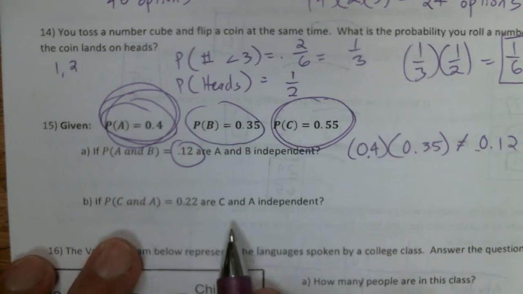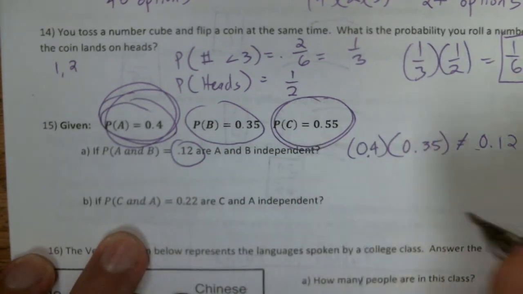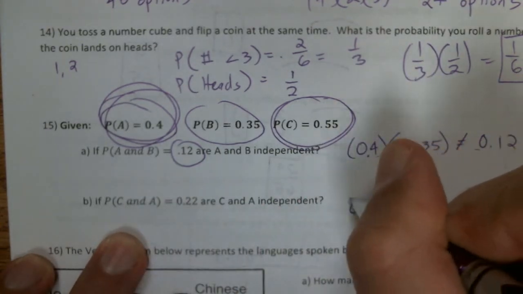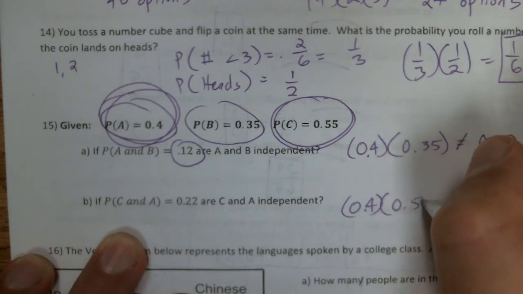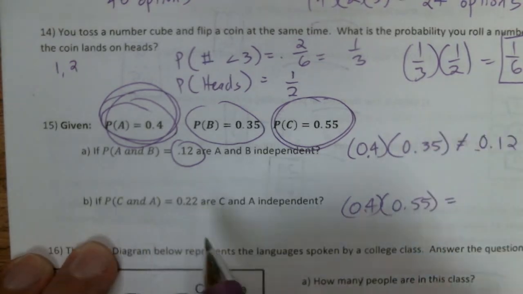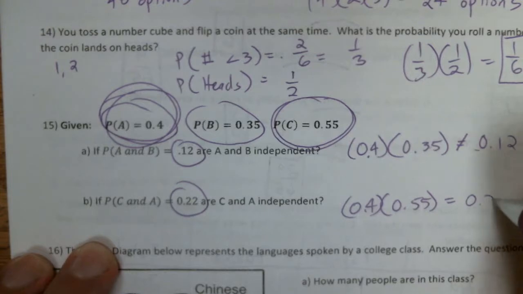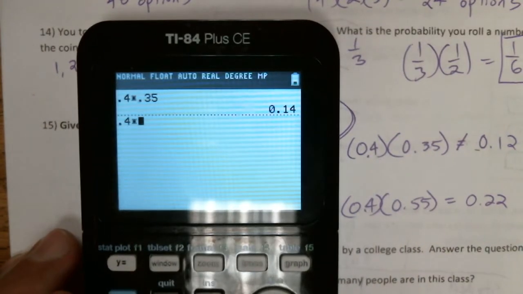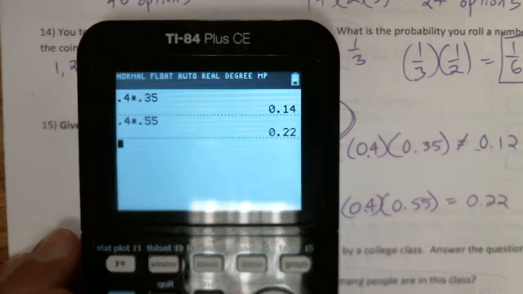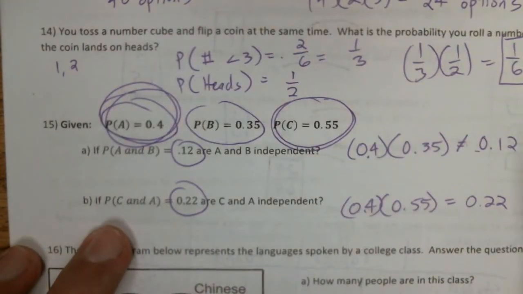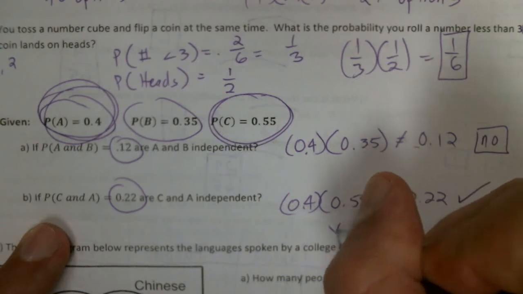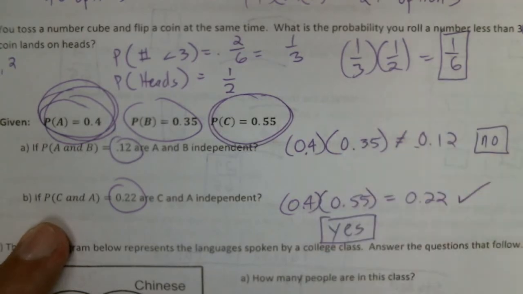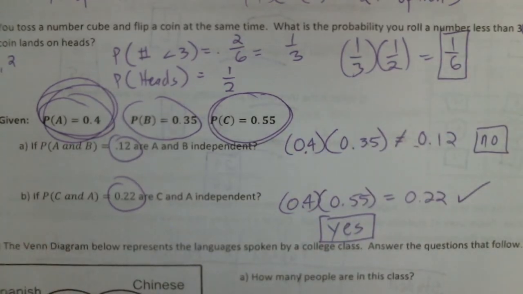All right, so I'm going to multiply A times C. That's going to be 0.4 times the probability of C, 0.55. Does that equal the probability of both, 0.22? 0.4 times 0.55 does equal 0.22. So yes, that checks out. So I would say yes, they are independent.